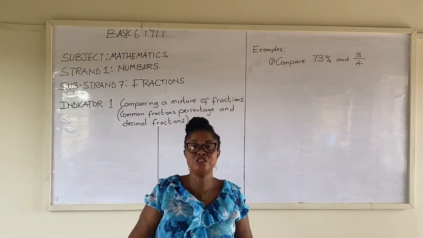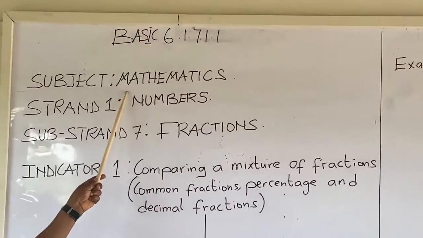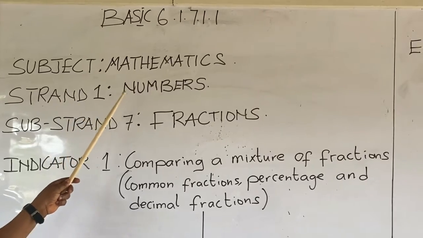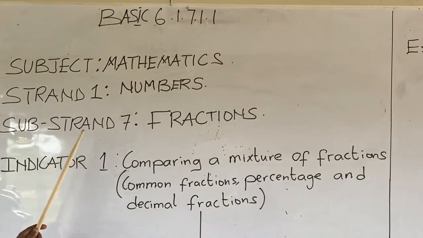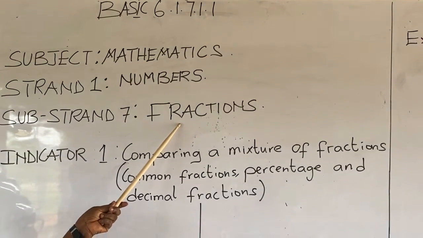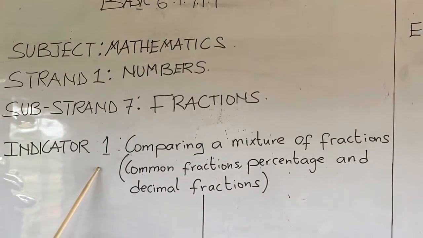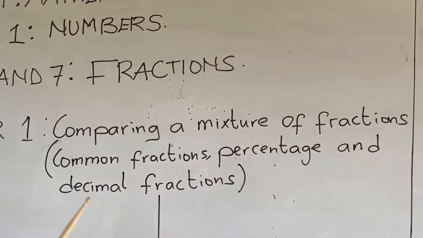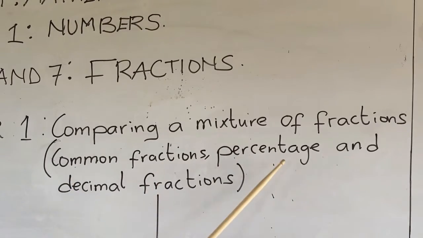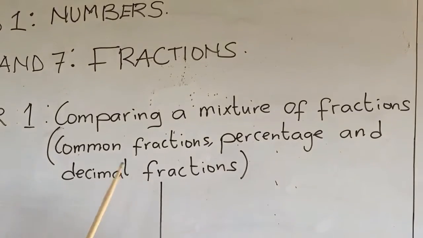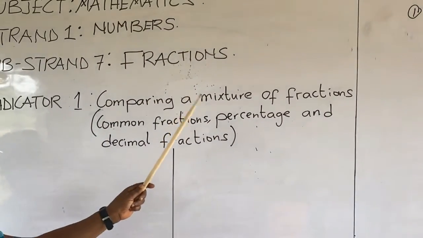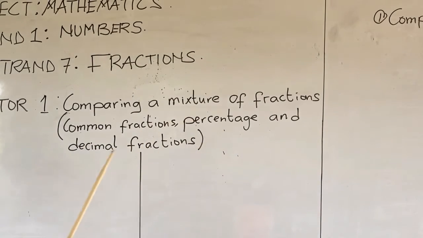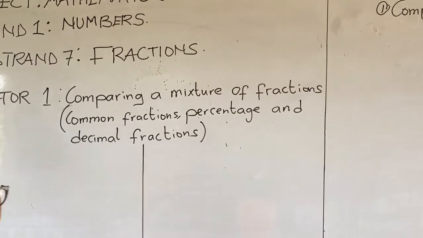Today's tutorial is on mathematics, and it is taken from strand 1, numbers, sub-strand 7, fractions, and from indicator 1, which is comparing a mixture of fractions, that is, common fractions, percentage, and decimal fraction. Comparing a mixture of fractions, common fraction, percentage, and decimal fraction.